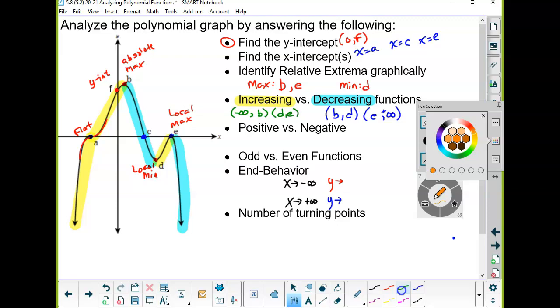Alright, so when is my graph positive versus negative? Well, anytime your graph is above the x-axis, it's going to be positive. So we have to write the interval of where it's positive. Well, anytime we're at the spot between A and C, we're above the x-axis. So we are positive from A to C. And then we aren't positive anywhere else.